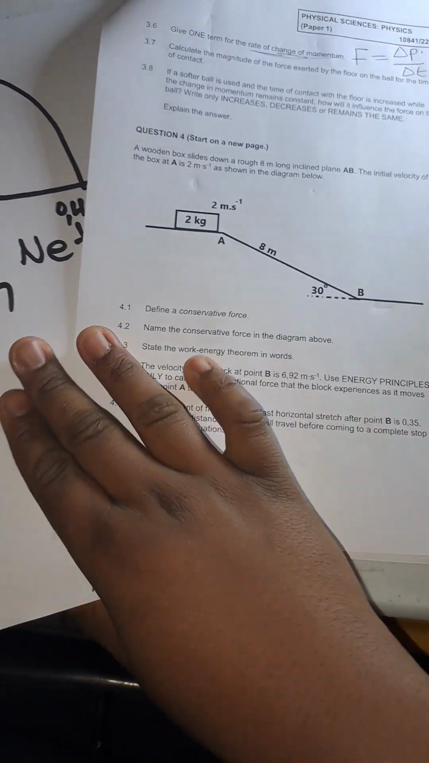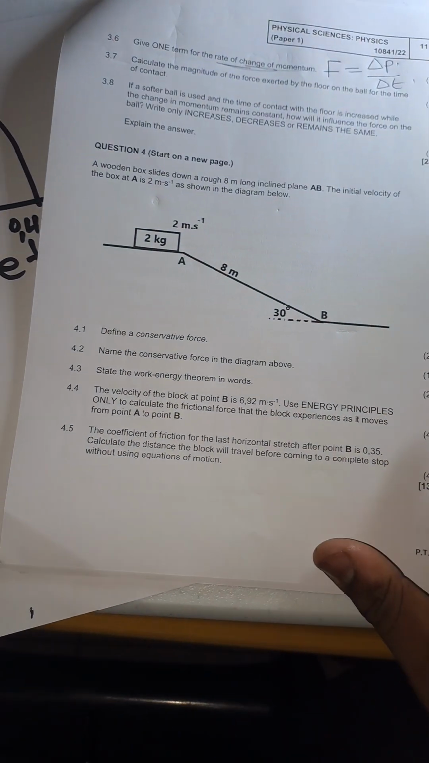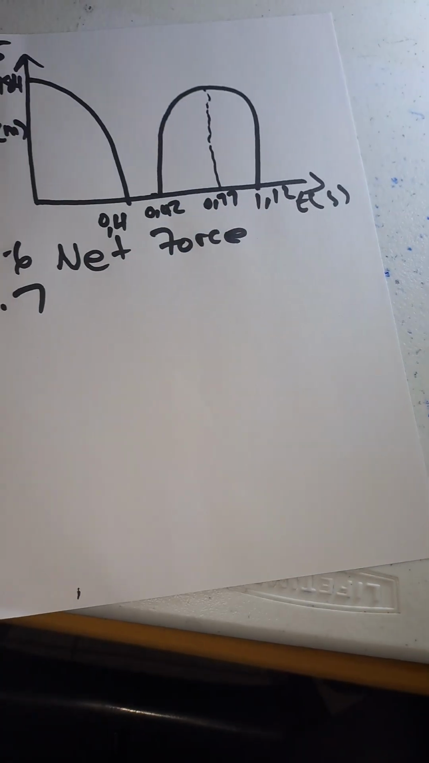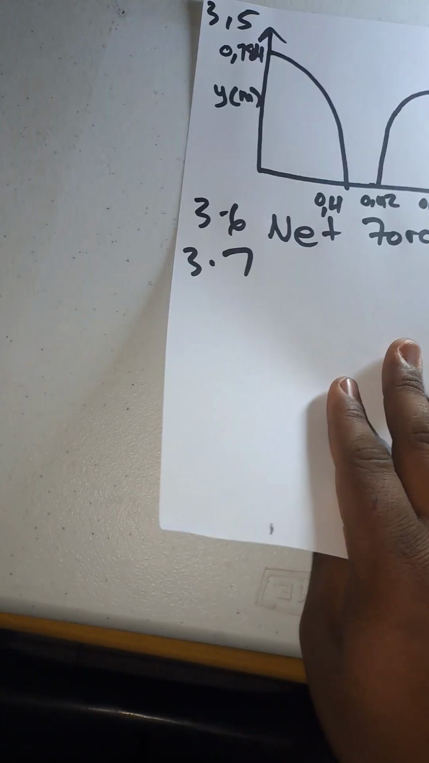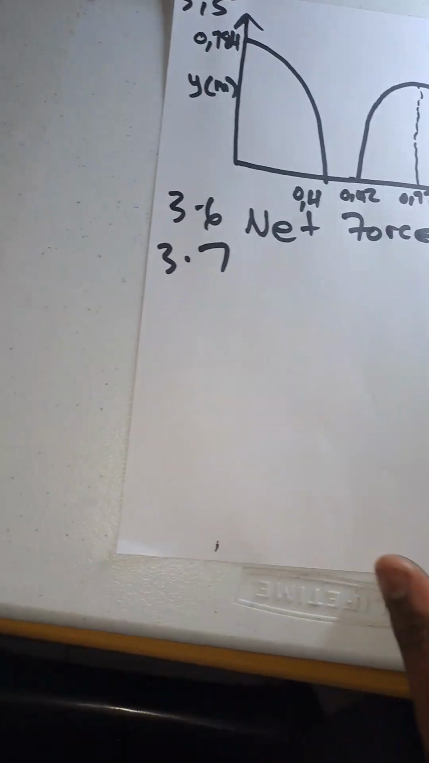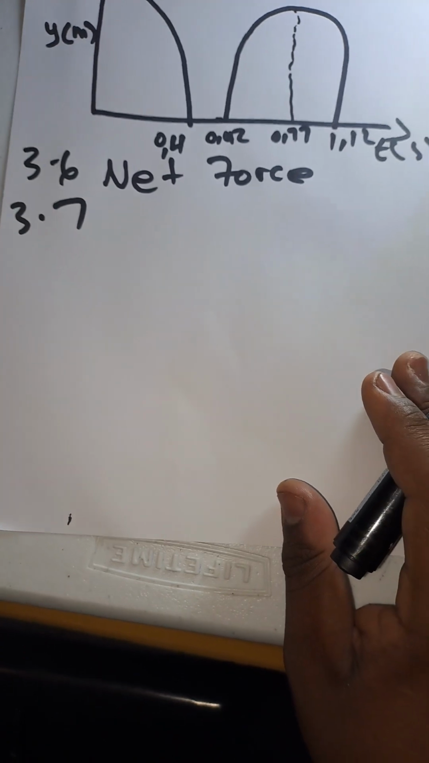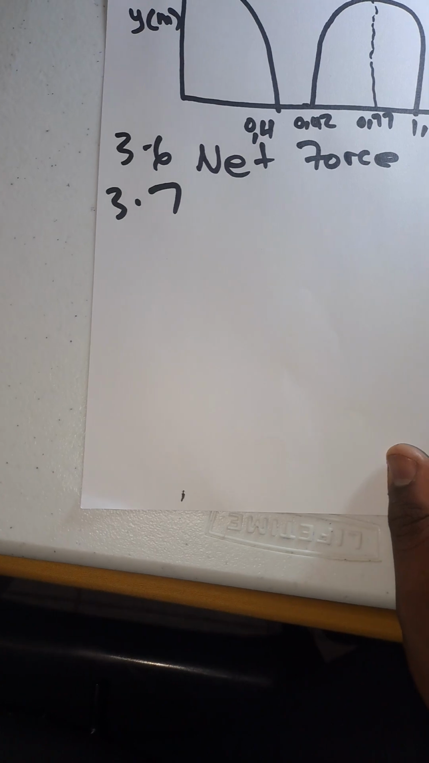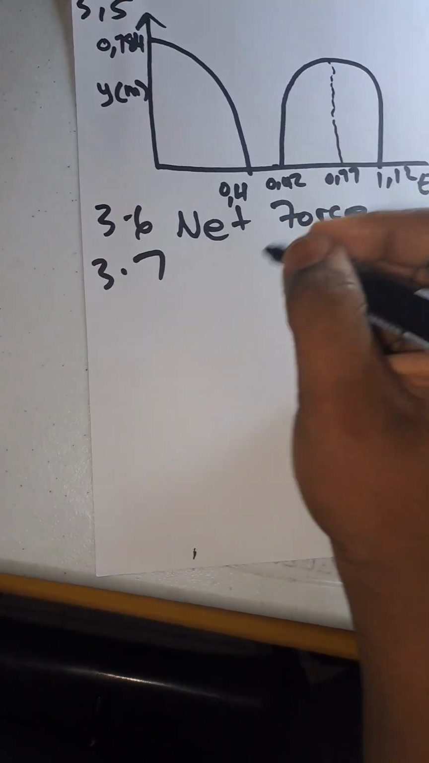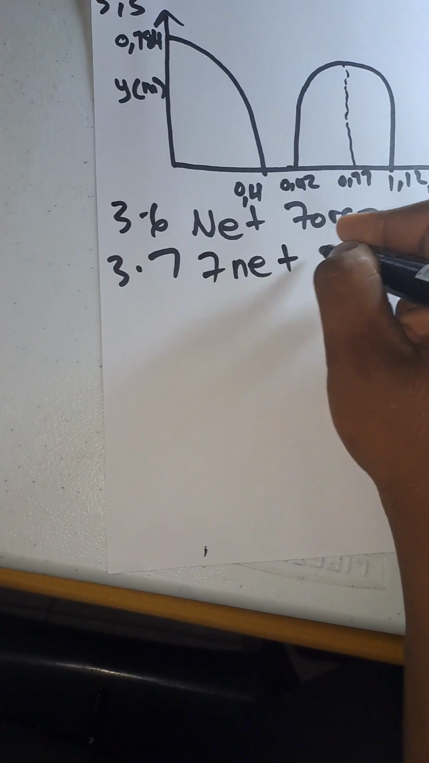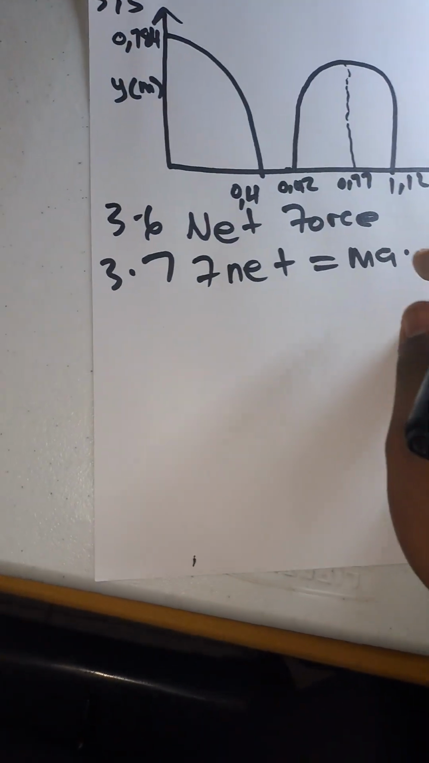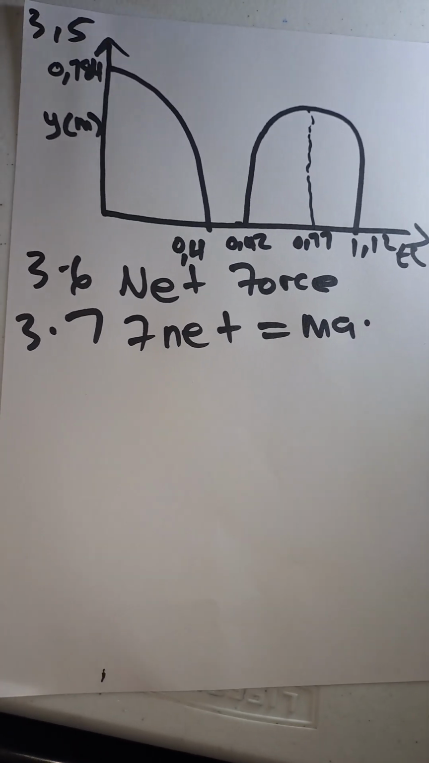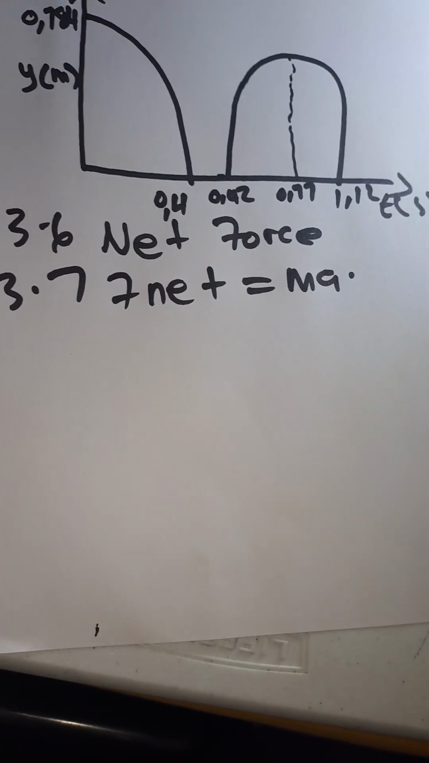Let's continue there. Calculate the magnitude of the force exerted by the floor on the ball for the time of contact. This one is easy, guys, because now you're going to apply your Newton's laws. They want the magnitude of the force exerted by the floor on the ball for the time of contact. So I'm simply going to do this: F net is equal to ma. So what are the forces that are acting there?